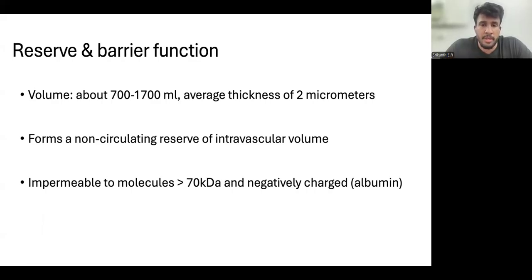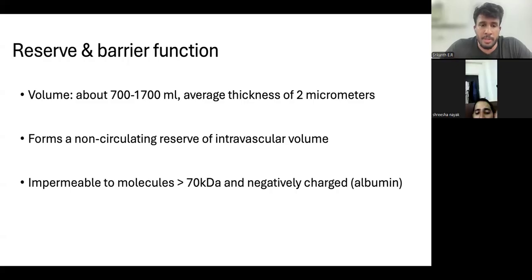It forms a non-circulating reserve. So along with the blood, it forms a non-circulating reserve of intravascular volume, which can help in fluid shifts. For example, when you have a reduced capillary hydrostatic pressure, fluid from the endothelial glycocalyx will come into the circulating blood, and then it will expand your intravascular volume. So it has this reserve, and it also has a barrier function. Because it is impermeable to molecules of more than 70 kilodaltons, and negatively charged, because glycosaminoglycans are negatively charged, it repels negatively charged proteins like albumin from passing through the membrane.